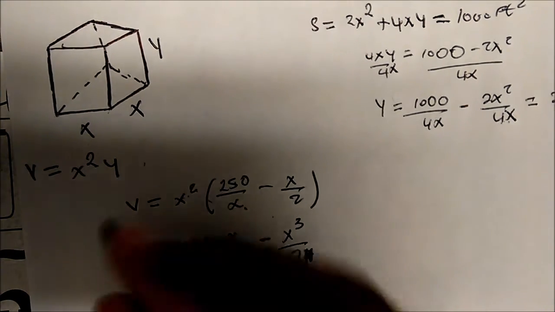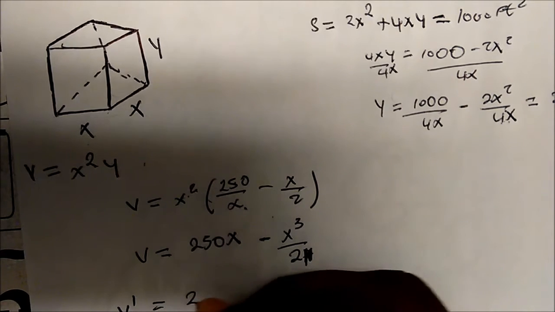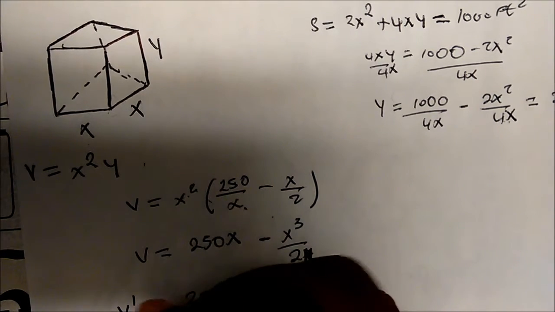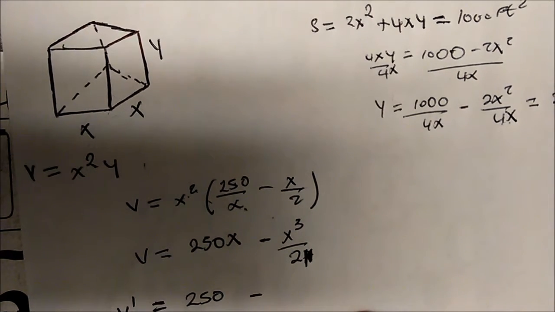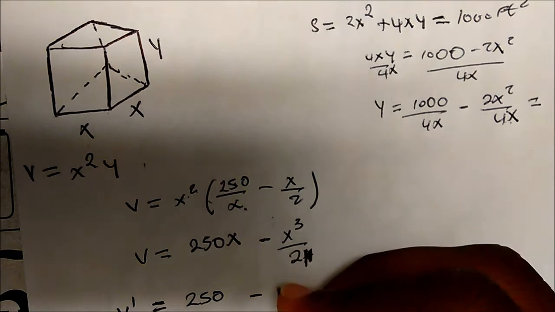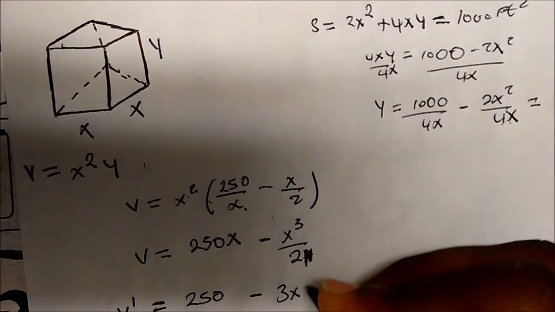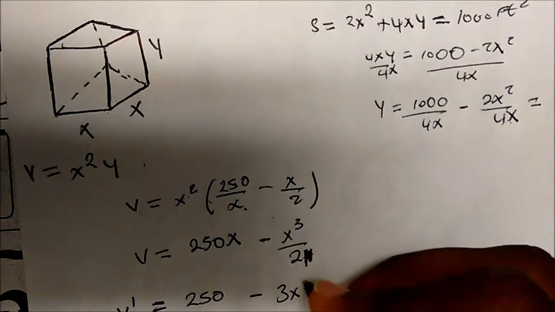Everything is simplified. So v prime will just be 250, right, minus, well, the derivative of x cubed is just 3x squared.